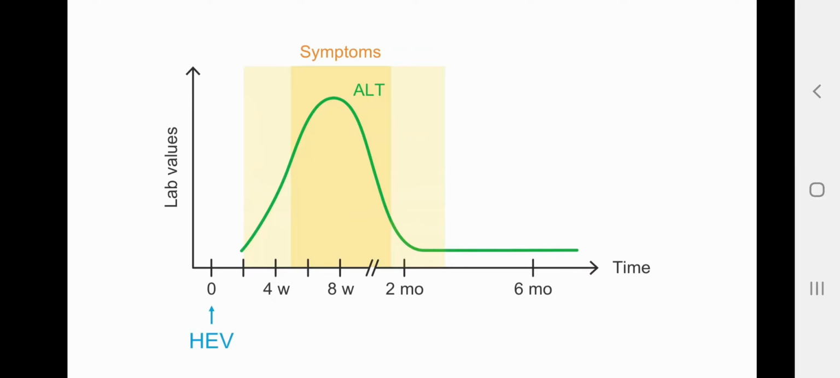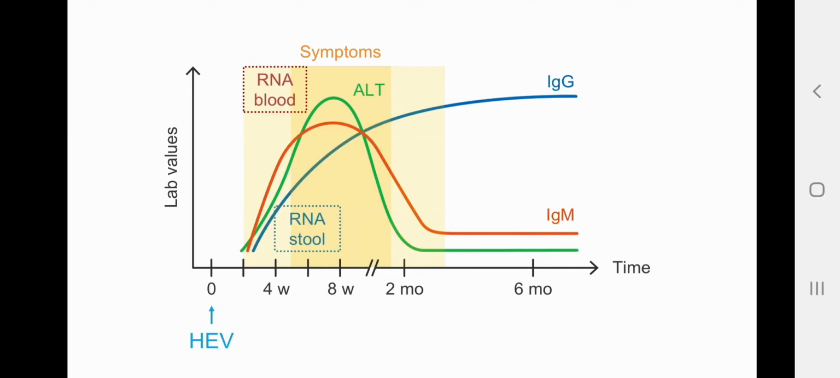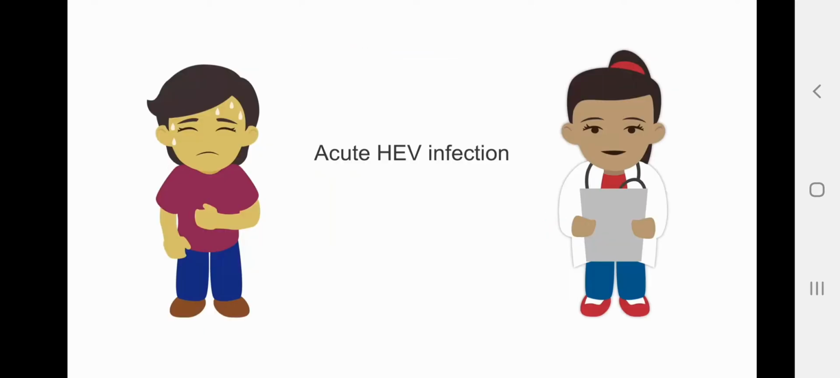So let's take a look back at the graphic dealing with immunocompetent patients. Her ALT is very high, which signifies serious liver damage. Anti-HEV IgM and IgG are both positive, and we could detect RNA in Hannah's stool. Based on these results, we can conclude that Hannah is most likely in the early phase after infection. So Hannah is suffering from an acute hepatitis E infection. Let's see our next patient.